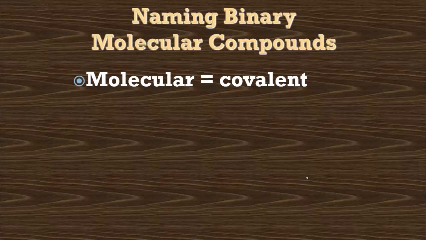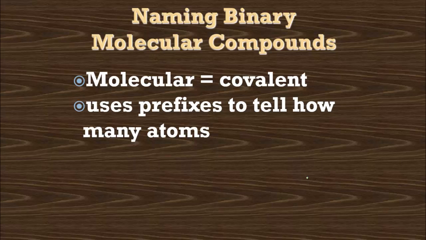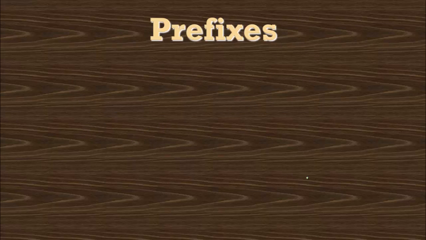The difference between ionic and molecular compounds is that molecular compounds are held together by covalent bonds instead of ionic bonds. And when we name these, we are going to use prefixes to tell us how many atoms we have. So it's going to be much easier than what we just did. The only thing you need to know are these prefixes.